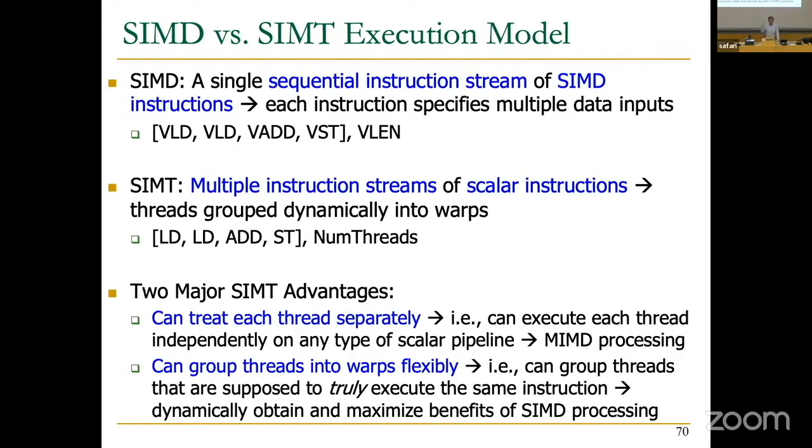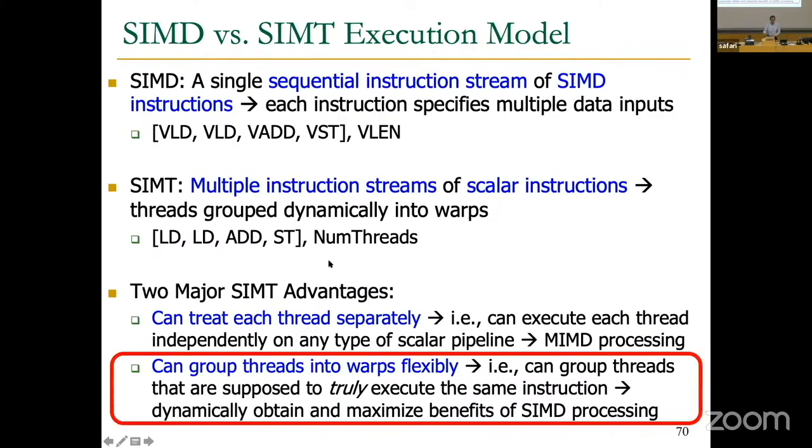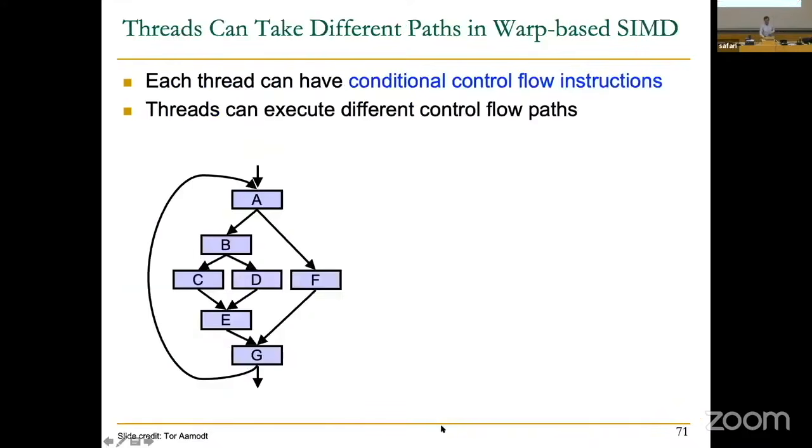Okay, I've shown you this example before, so I will not go into this again, but let's talk about this second part. You can group threads into warps flexibly in a GPU. In other words, you can group threads that are supposed to truly execute the same instruction. Dynamically, this way you can obtain and maximize the benefits of SIMD processing. So let's take a look at this.